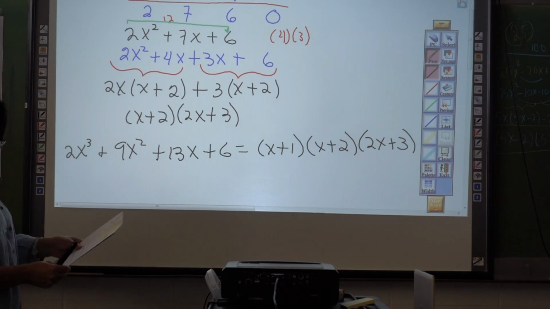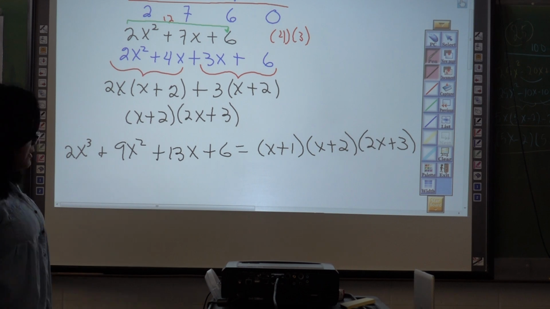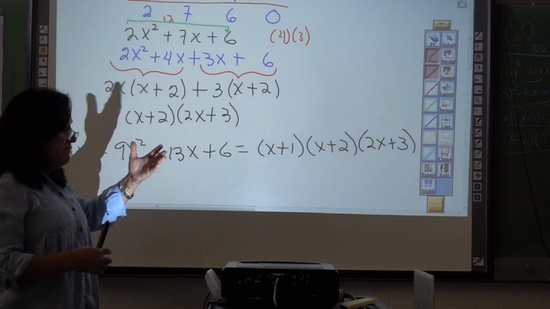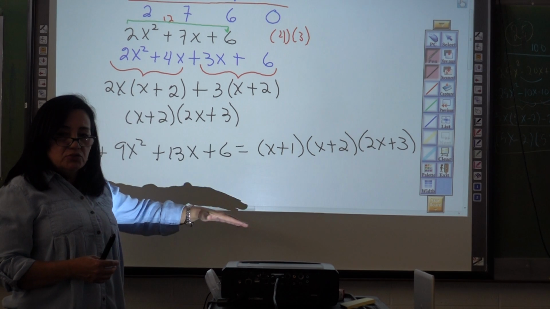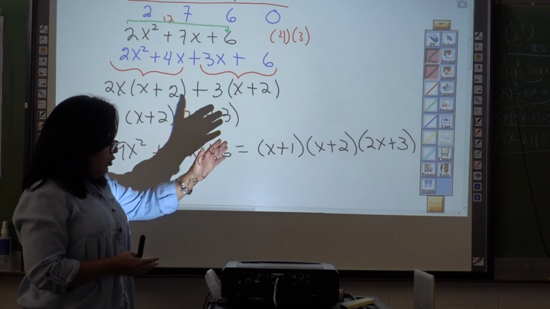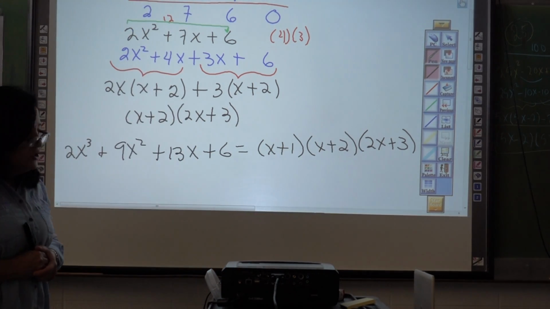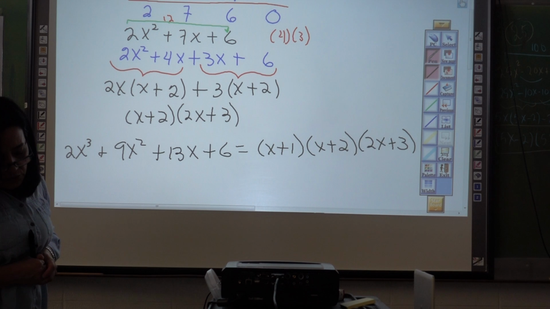But in this case, well, naturally that's what they want. I was thinking that if they ask me to find the zeros, I have to set this equal to 0 and finish solving each one for x, and you get the zeros. But in this case, they want you just to factor it.